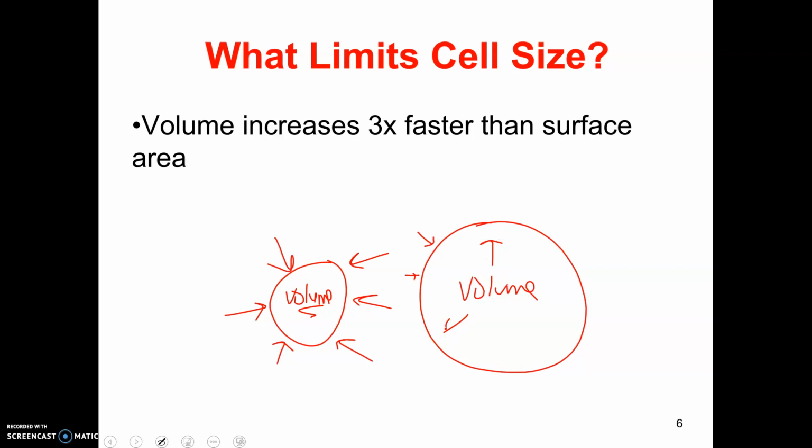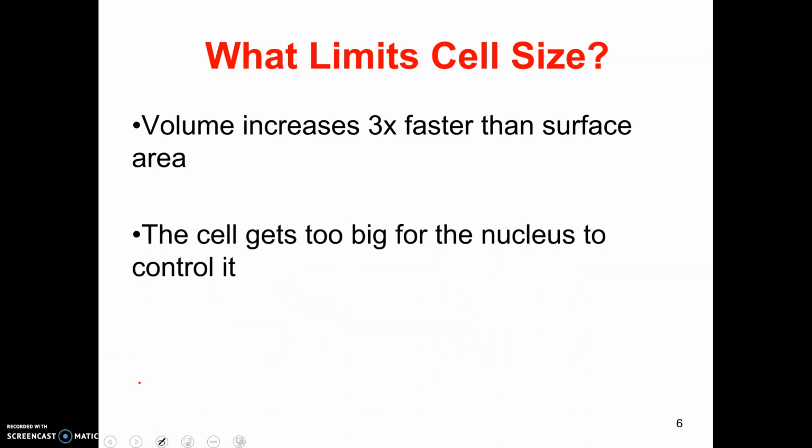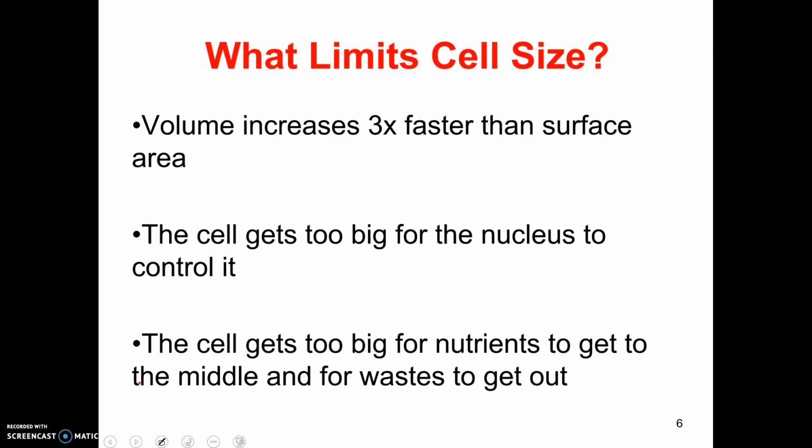And what that means is that as the cell gets bigger and bigger, the distance that nutrients would have to travel to get to the middle and the distance that waste would have to travel to get out increases. And it can become such a critical distance that the cell can't maintain itself. It can't stay alive. And so this is why our cells are limited in size. They basically can get too big to where the nucleus can't control it and to where nutrients can't get to the center, wastes can't get out fast enough. So our cells have to divide.